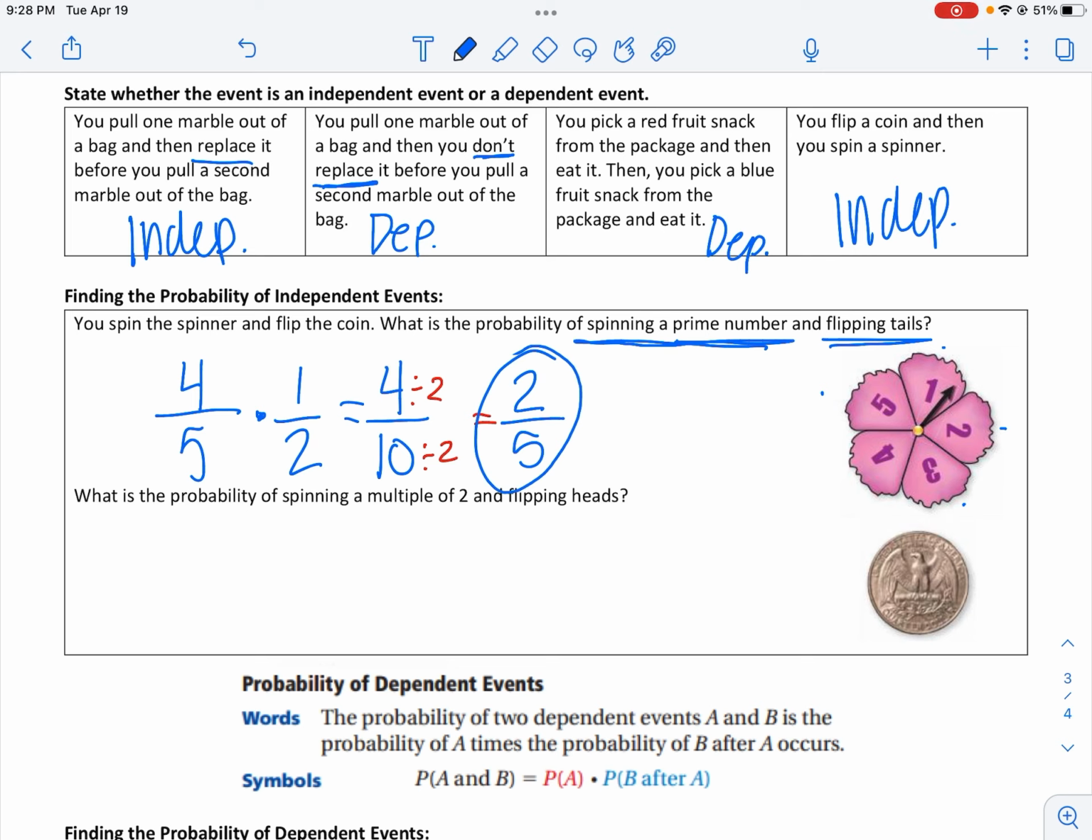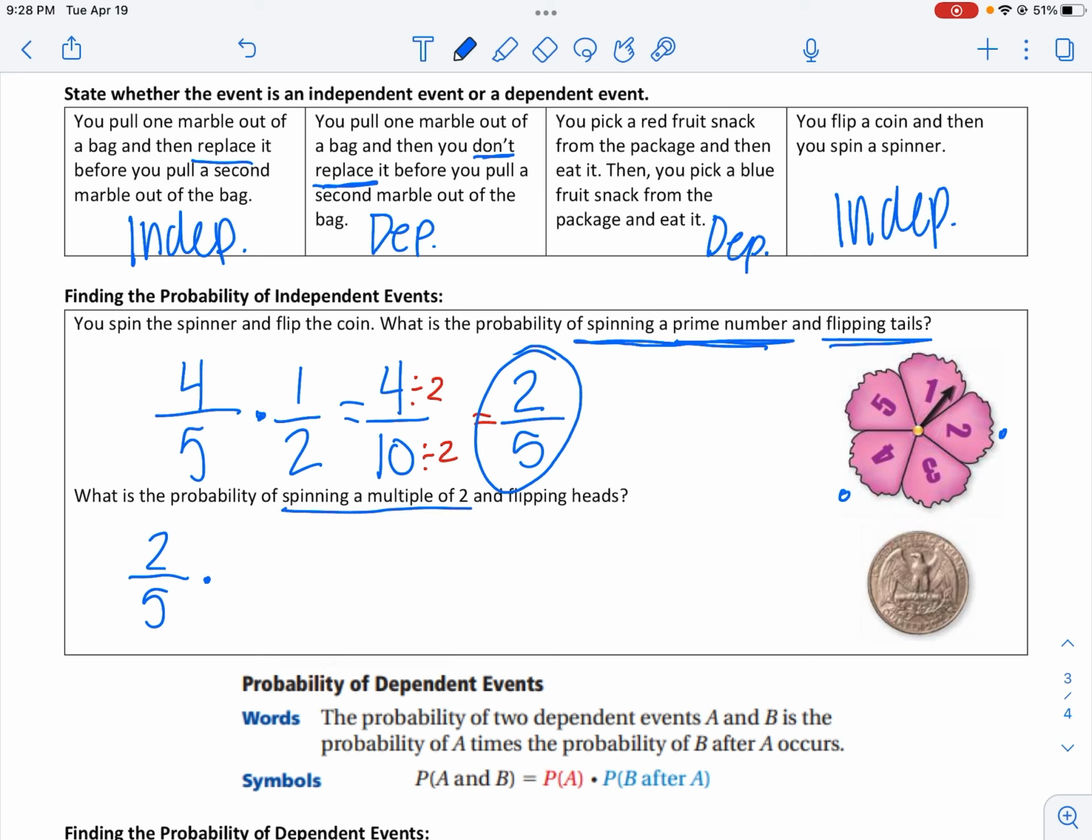Next, it's asking, what is the probability of spinning a multiple of 2 and flipping heads? A multiple of 2, that's 2, 4, 6, 8, 10. On our spinner, we only have 2 and 4 that are multiples of 2. So that's 2 out of 5.